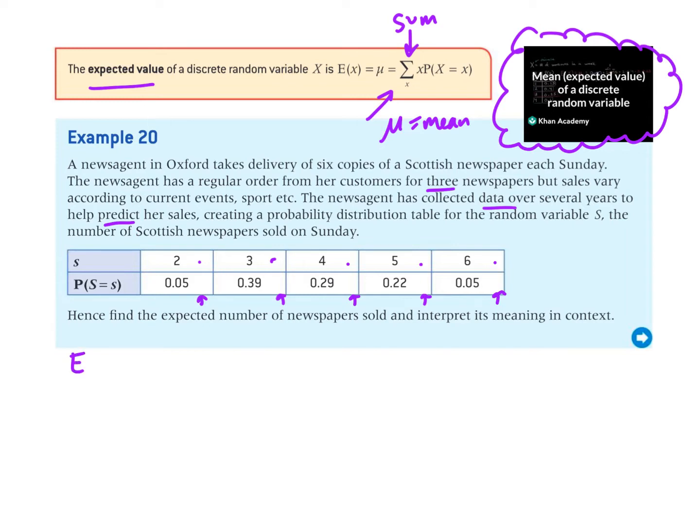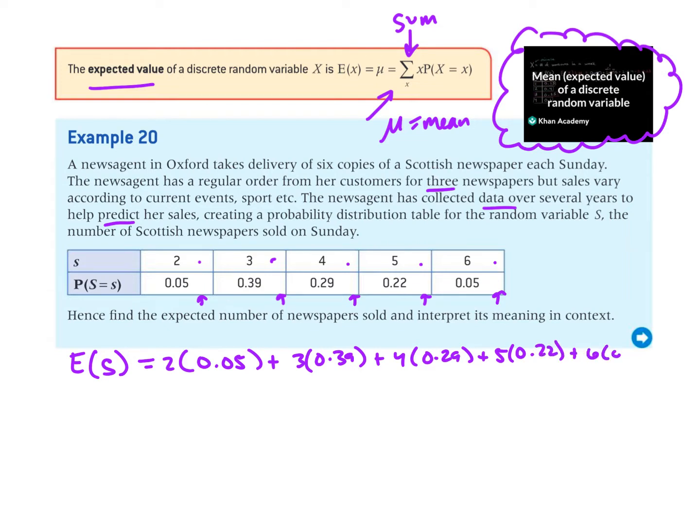So expected number, E of S, is 2 times 0.5. So I'm going to multiply and then add. Right, so I'm finding my average. And you can use that big fancy equation. However, I would just use my calculator. It's not too horrible. So when you do that, it comes out to be 3.83. That's 3 significant figures.